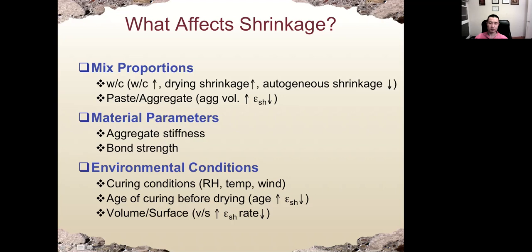Environmental conditions. Relative humidity of the air, temperature, the wind speed, these will affect dry shrinkage, but not so much autogeneous shrinkage. Age of curing before drying. With increased age of curing, the concrete becomes stronger, and also dries later, so the shrinkage will be smaller. The ratio of volume of concrete to the surface: if we increase the volume to surface ratio, the shrinkage rate will be lower, but the ultimate shrinkage value will be the same. That is for dry shrinkage.